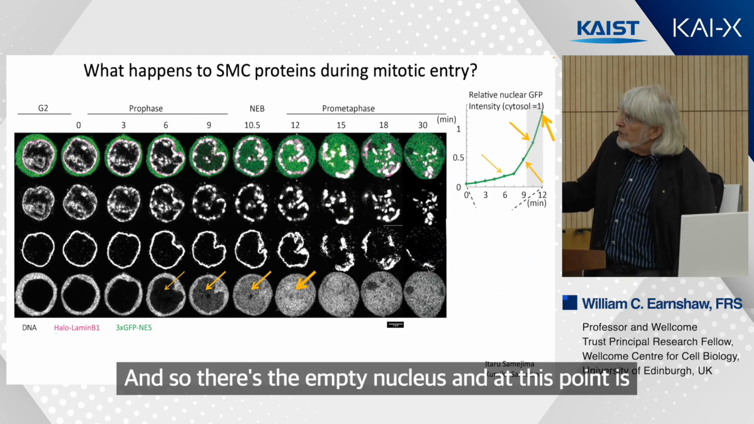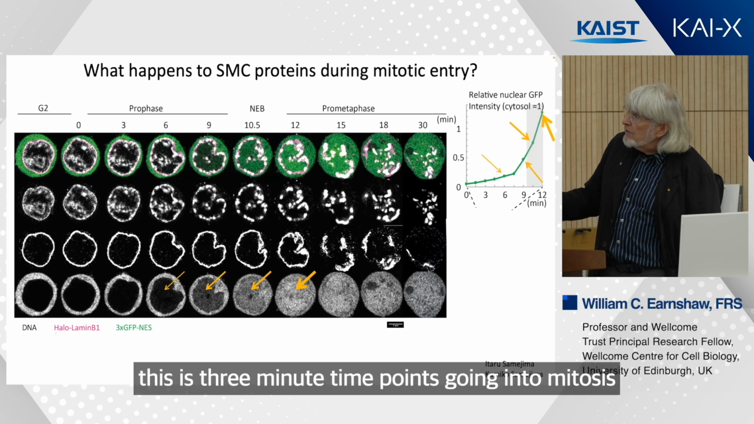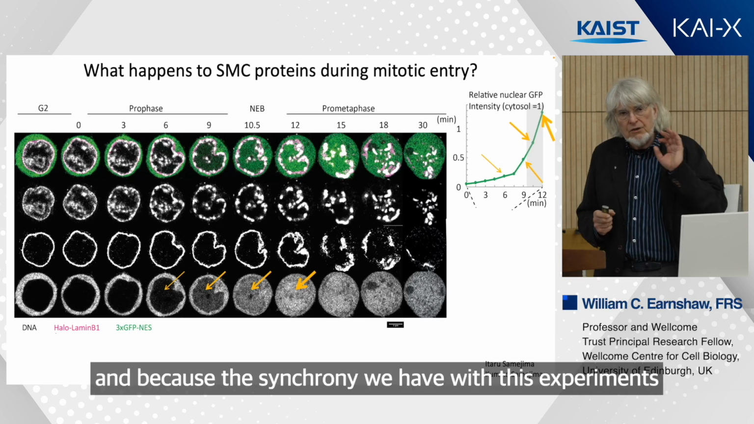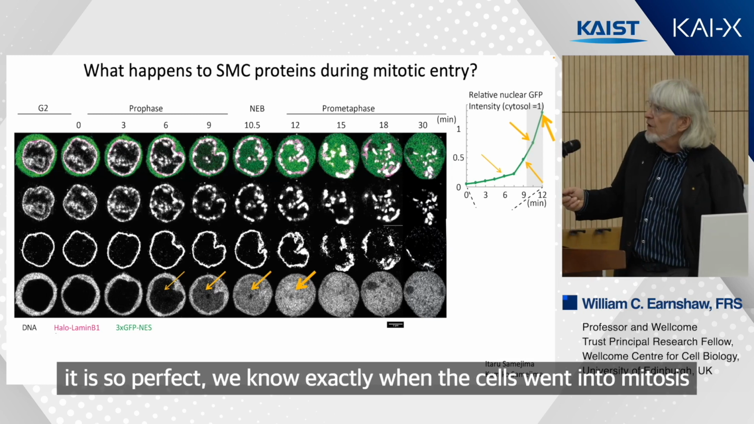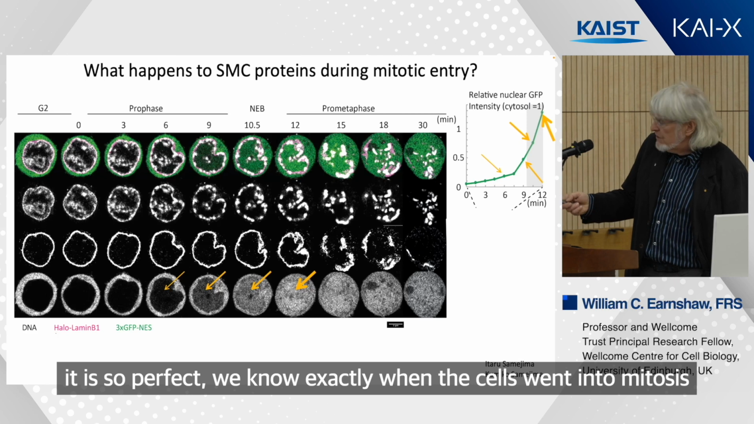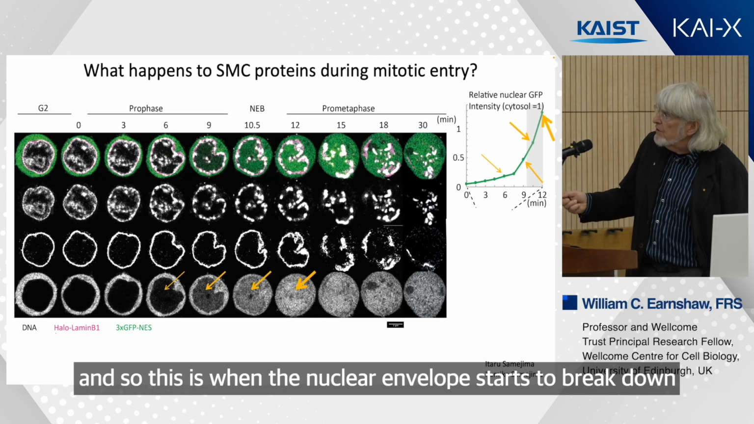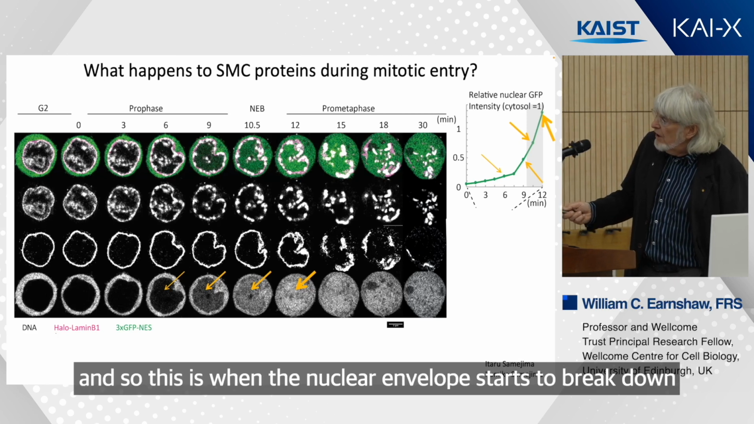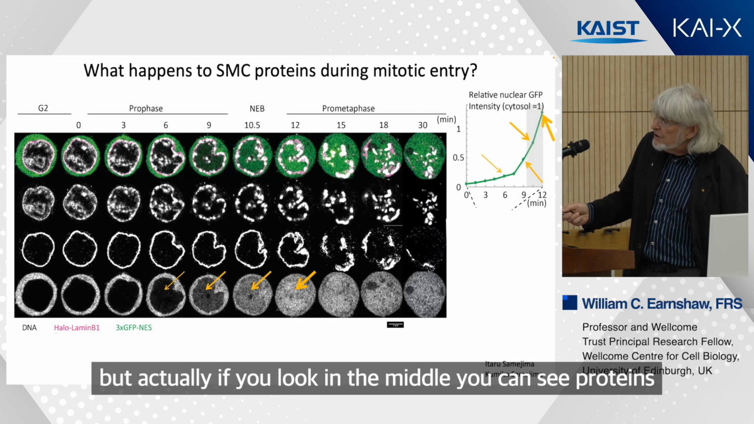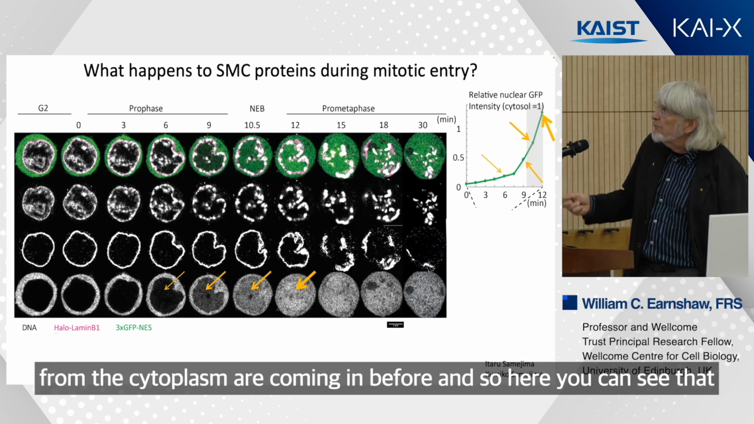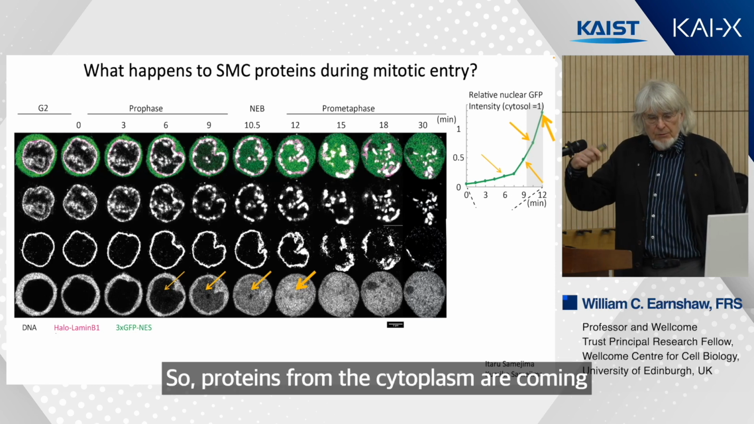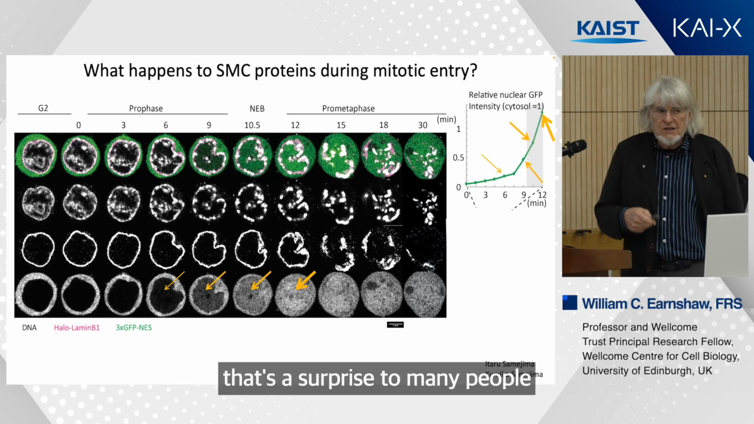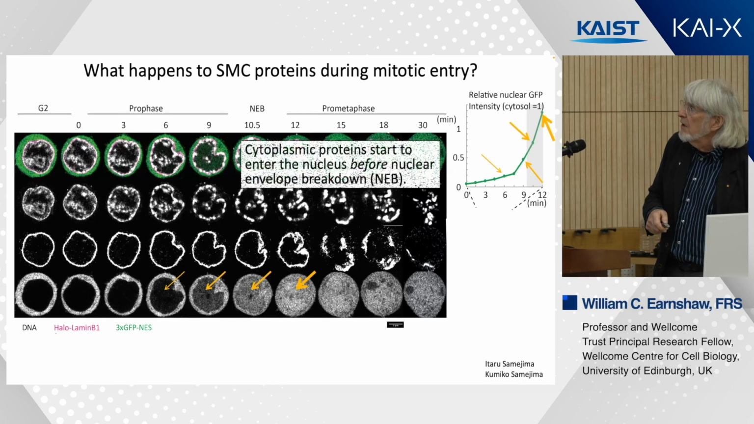And at this point is when the nuclear envelope breaks down. These are 3-minute time points going into mitosis. Because the synchrony we have with this experiment is so perfect, we know exactly when the cells went into mitosis. And this is when the nuclear envelope starts to break down. But actually, if you look in the middle, you can see proteins from the cytoplasm are coming in before. So proteins from the cytoplasm are coming in before the nuclear envelope breaks down. That's a surprise to many people.